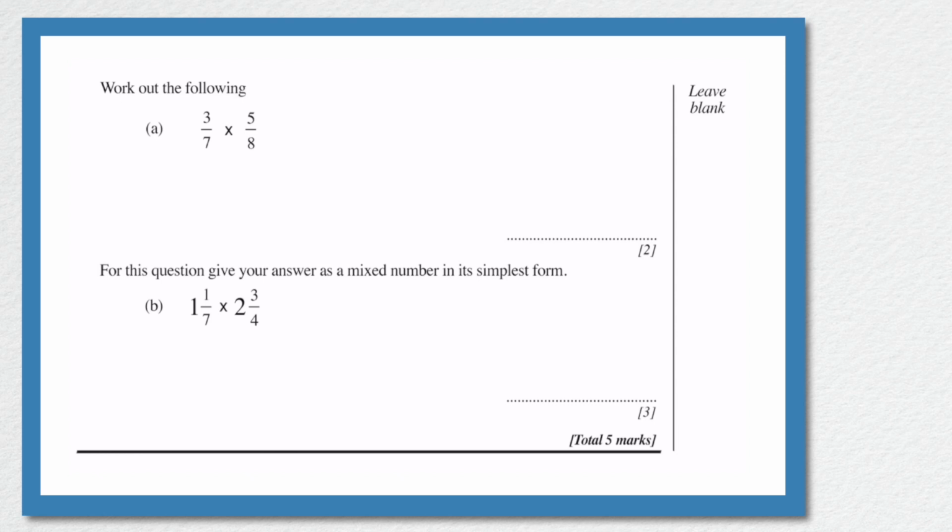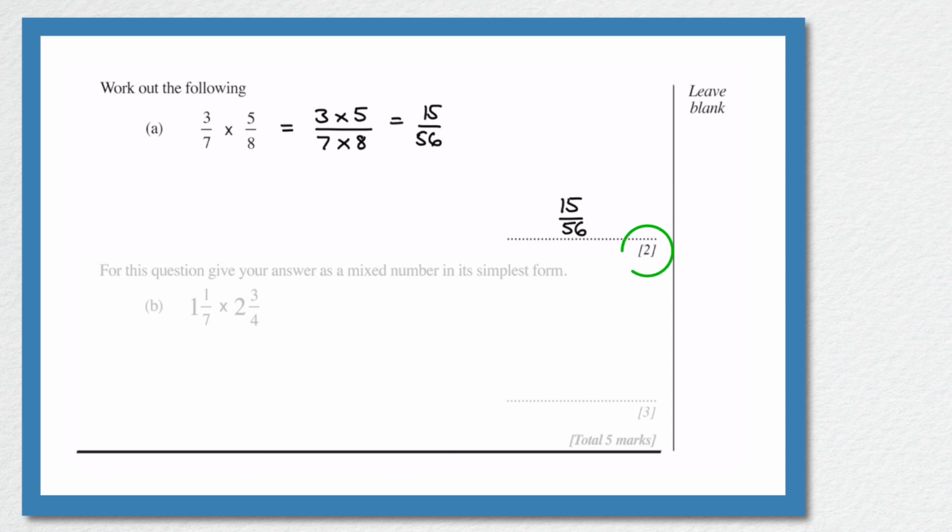I'm going to go through the answers, and as I tackle the questions, I'm going to share with you my thinking. Starting with part A. Now, the beauty of multiplying fractions is that all you have to do is to multiply the numerators together and the denominators together. So we have 3 multiplied by 5 over 7 multiplied by 8, and this is equal to 15 over 56. And there's the answer.